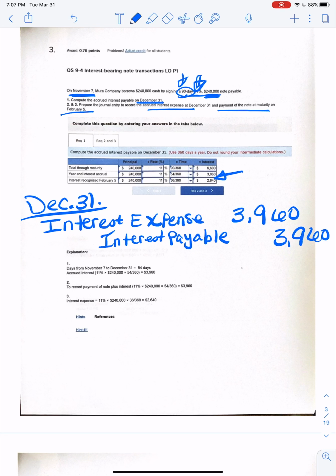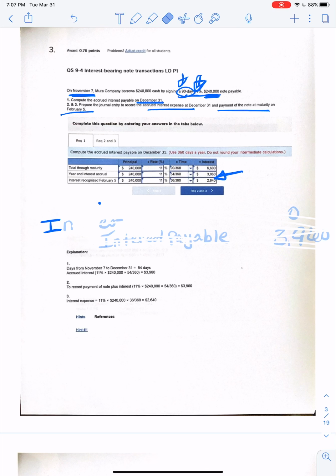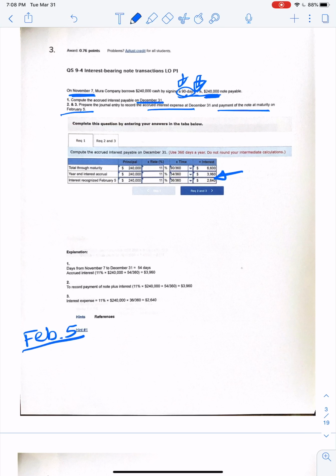Okay? Now, that takes care of December the 31st. But now we need to move on and see what happens on February the 5th. So on February the 5th, what's going to happen is a little bit more complex, although not too terrible. So the first thing we're going to do is debit interest expense again. But in this case, it won't be for the $3,960, it'll be for $2,640. And you say, well, how did you know that's where the interest expense had to go?